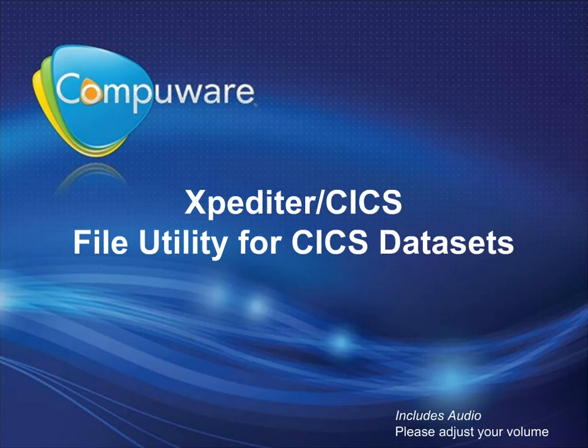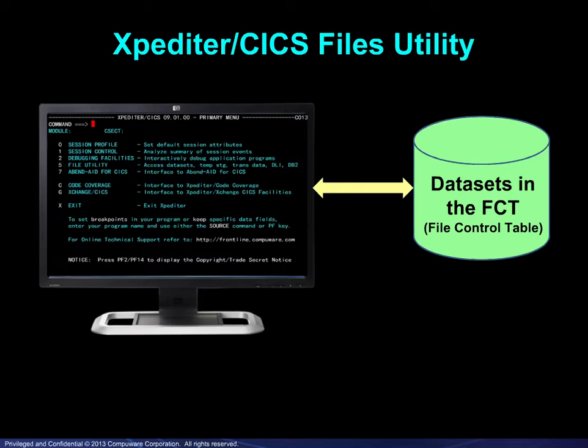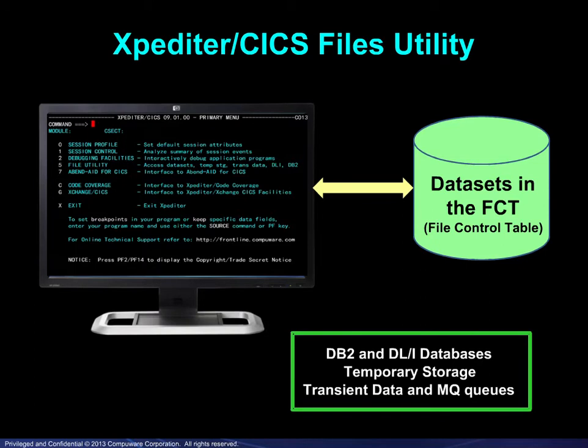Welcome to the Xpediter CICS File Utility for CICS Datasets module. Here you will learn how to access datasets available to the CICS region hosting your Xpediter testing or debugging session. This module examines the Xpediter CICS file utility as it pertains to datasets defined in the File Control Table. The additional capabilities of the file utility are covered in other modules.